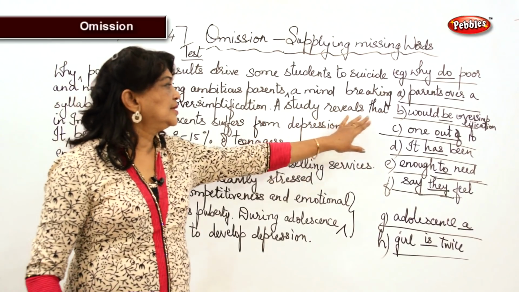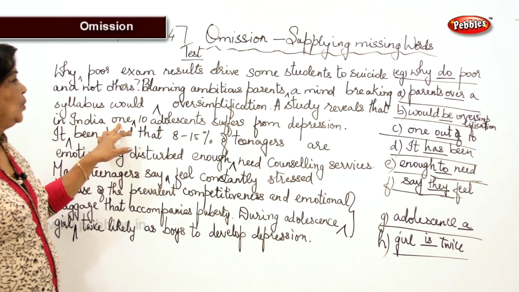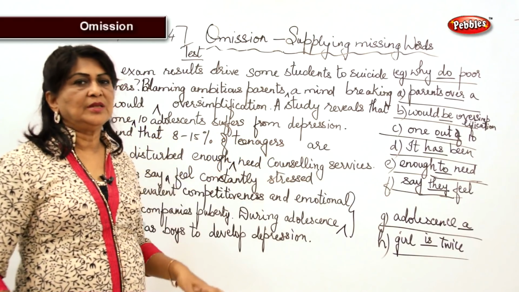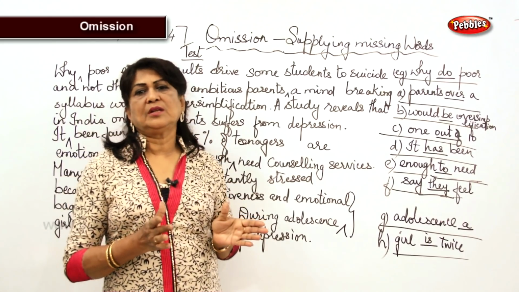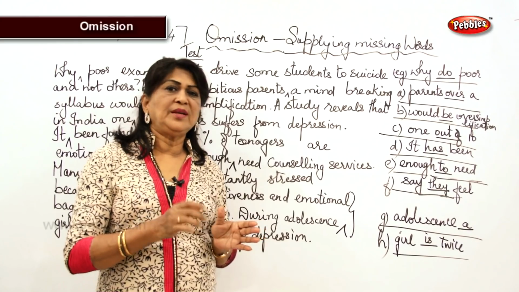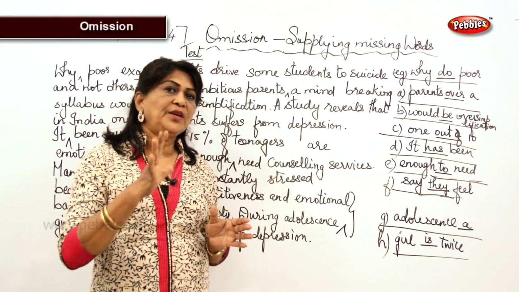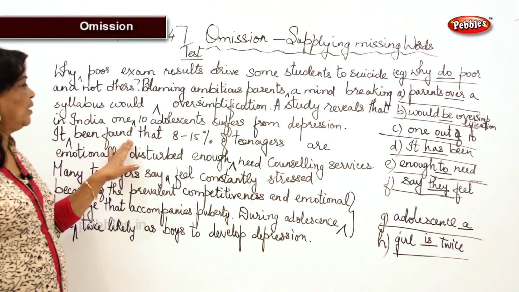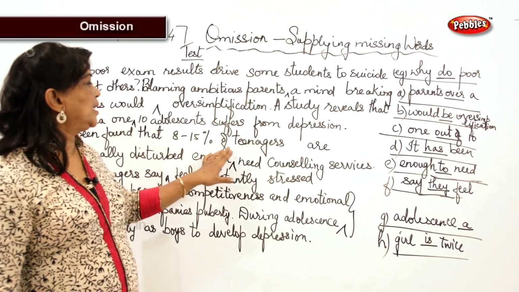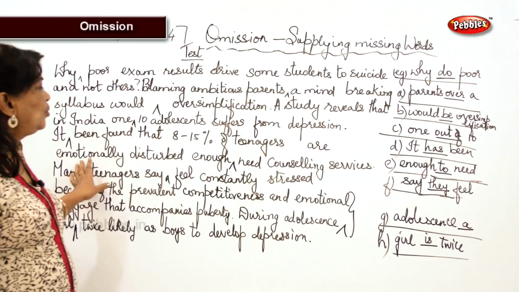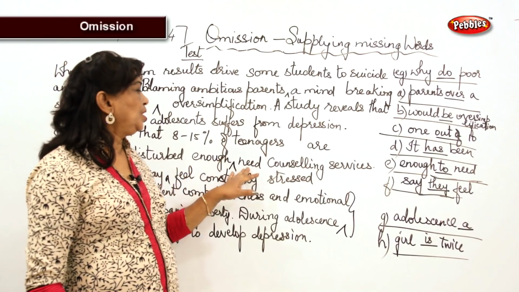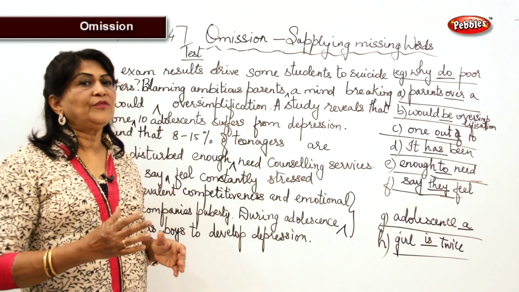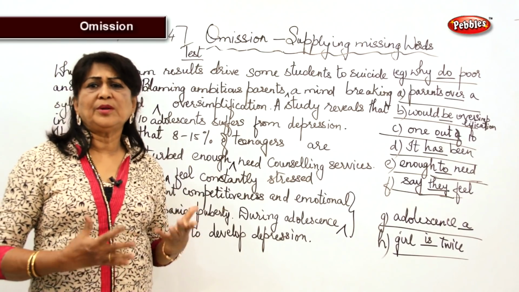A study reveals that in India, 1 out of 10 adolescents suffers from depression. That is, if you have 50 students in a class, 1 out of 10 means every 10. So, out of 50, 5 students will be suffering from depression. It has been found that 8 to 15% of teenagers are emotionally disturbed enough to need counseling services. That is, out of 100, 8 to 15 of them are constantly suffering from depression.